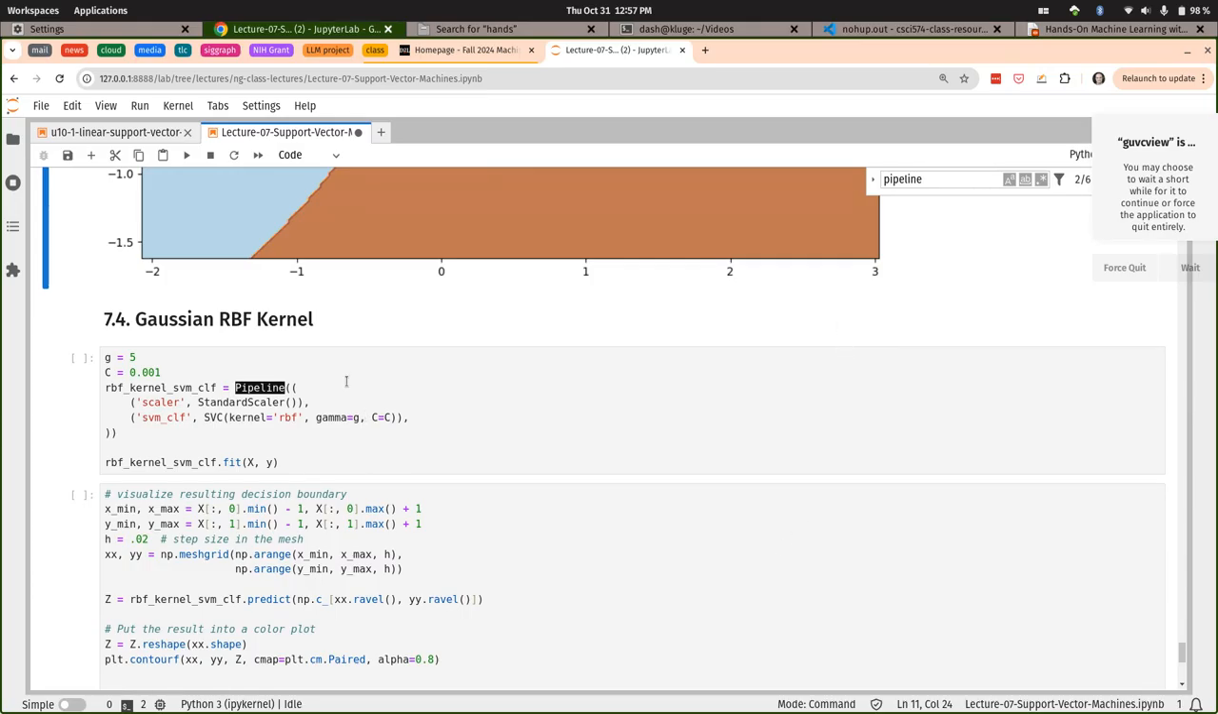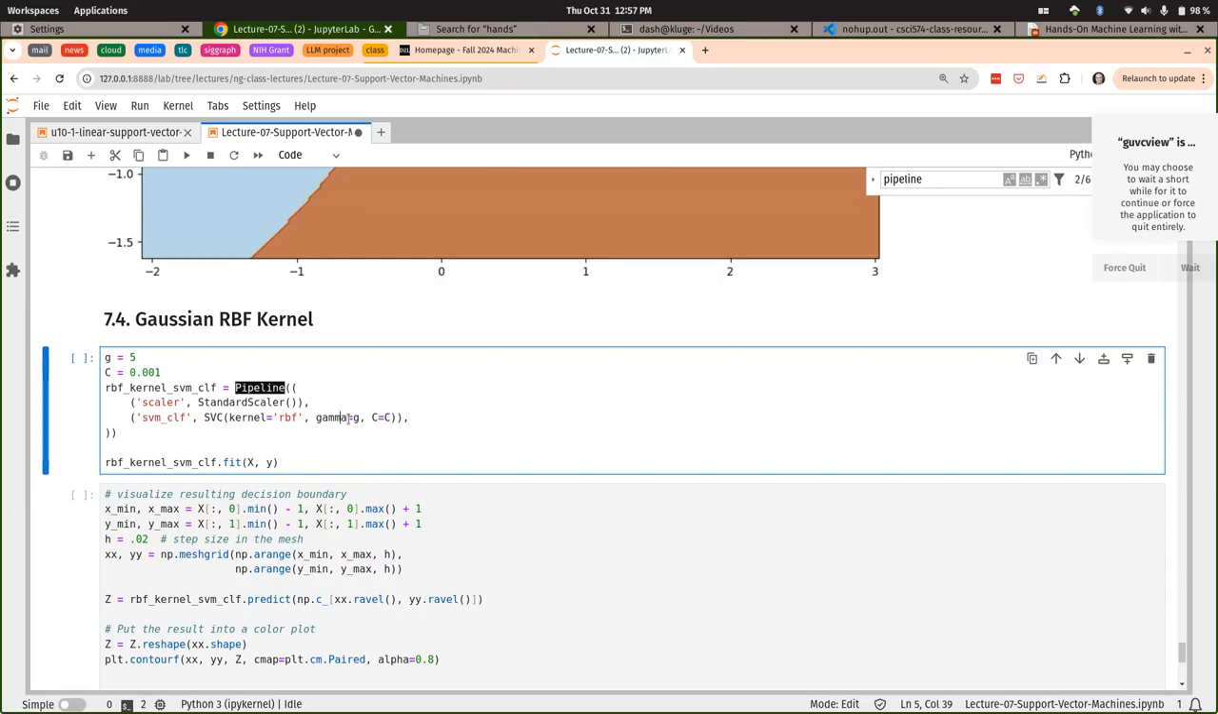To finish up on this notebook, there is an example then, the last one, of using the actual radial basis function kernel. So that's kind of the last thing that you do on assignment 4 once I get it posted. I do ask you to use standard scaler, so there's examples of doing that here at the end of this notebook as well.